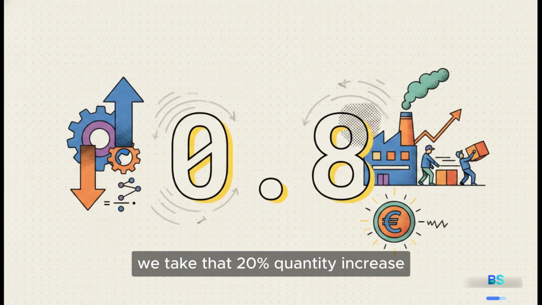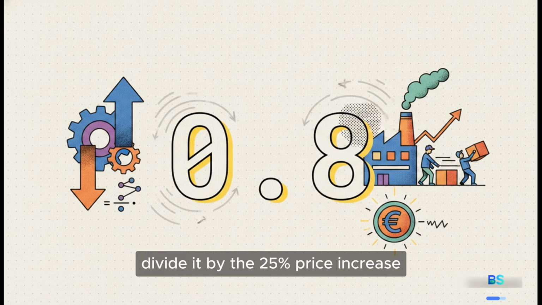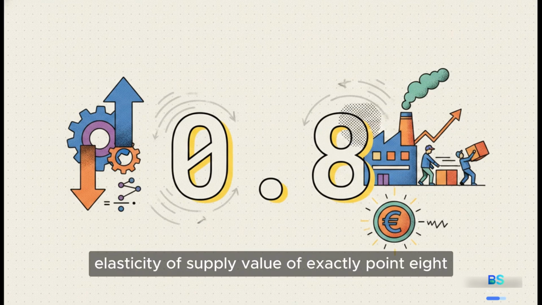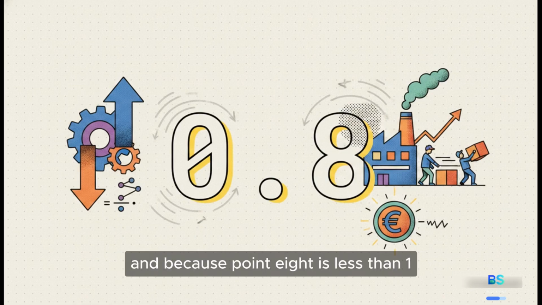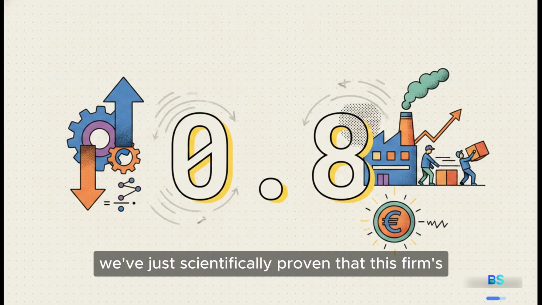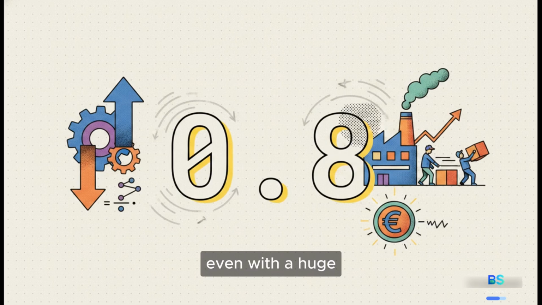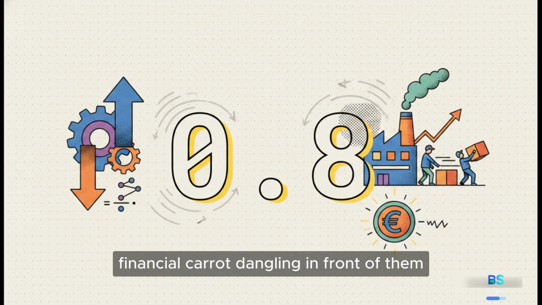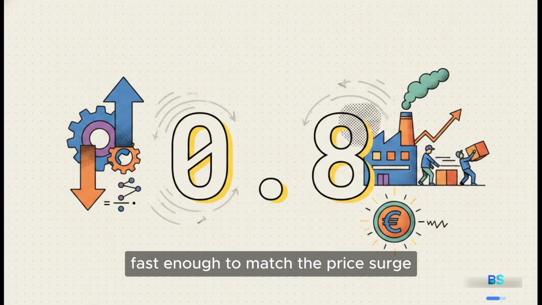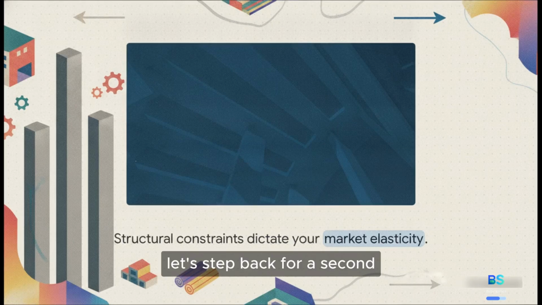We take that 20% quantity increase, divide it by the 25% price increase, and that gives us a final price elasticity of supply value of exactly 0.8. And because 0.8 is less than 1, we've just scientifically proven that this firm's supply is relatively inelastic. Even with a huge financial carrot dangling in front of them, they just couldn't scale their output fast enough to match the price surge. Let's step back for a second.